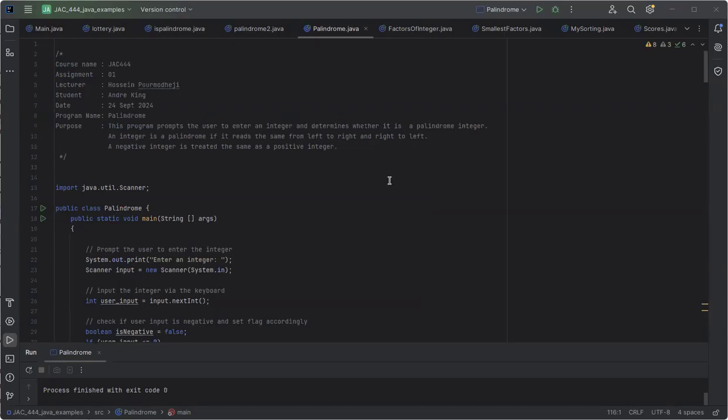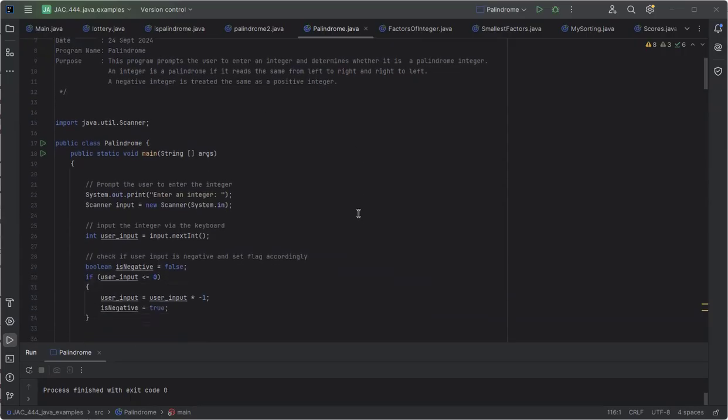If you read it left to right, it's 121. If you read it right to left, it's 121. That is a palindrome. A negative palindrome is -121, the same as -121. Okay, so this Palindrome program works like this.